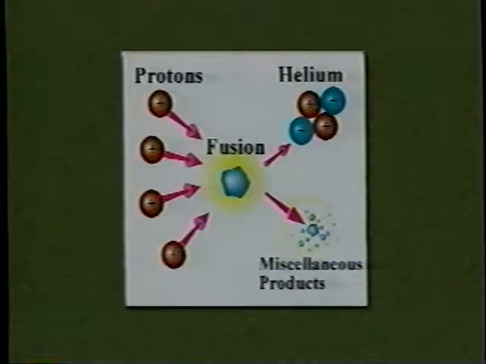We come now to the second kind of nuclear reaction called nuclear fusion. In nuclear fusion, two nuclei combine to form a single larger nucleus. If the mass of the resultant nucleus is less than the original two particles, then energy is released in the process.